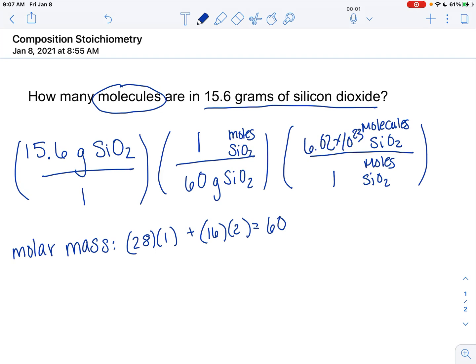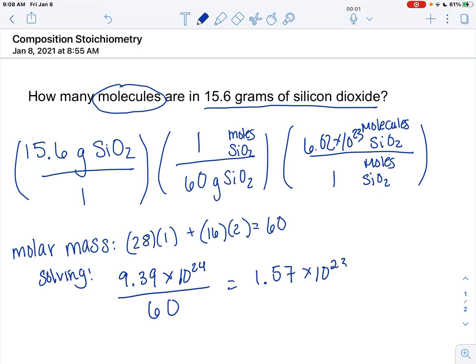Then to solve this, you're going to multiply across the top. So 15.6 times 1 times 6.02 times 10 to the 23rd. That comes out to 9.39 times 10 to the 24th. And then you divide by everything multiplied on the bottom. So 1 times 60 times 1. Then you divide those, and we end up with 1.57 times 10 to the 23rd.